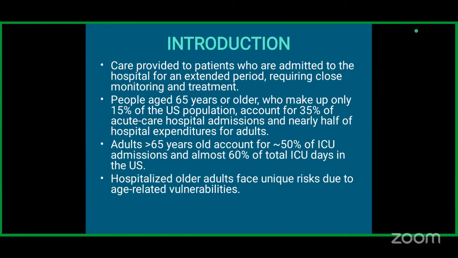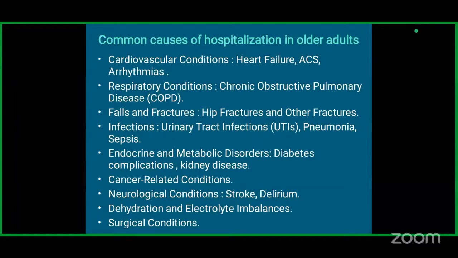Again, older adults older than 65 years old account for 50% of ICU admissions and also almost 60% of total ICU days in the US. Hospitalized older adults face unique risks due to age-related vulnerabilities. Common causes of hospitalization in older adults include cardiovascular conditions such as heart failure, acute coronary syndrome, and arrhythmias. Respiratory conditions including exacerbation of chronic obstructive pulmonary disease, falls, and fractures, including mainly hip fracture and other fractures, infections, mainly urinary tract infection, pneumonia, and sepsis, endocrine and metabolic disorders, mainly diabetes complication and kidney diseases, cancer-related conditions, neurological conditions, mainly stroke and delirium, dehydration and electrolytes imbalance, and surgical conditions.